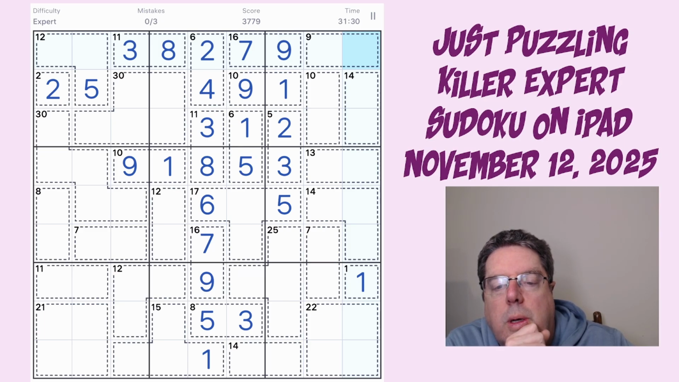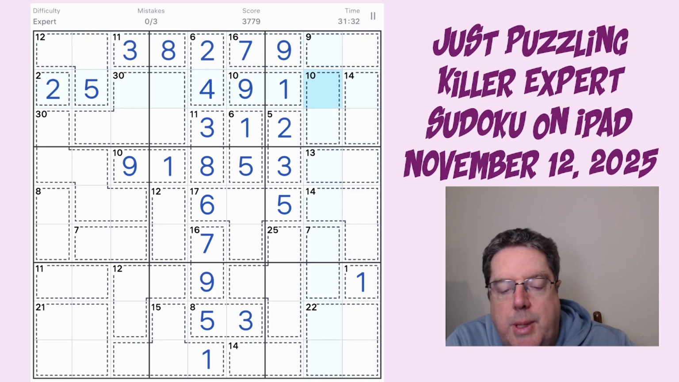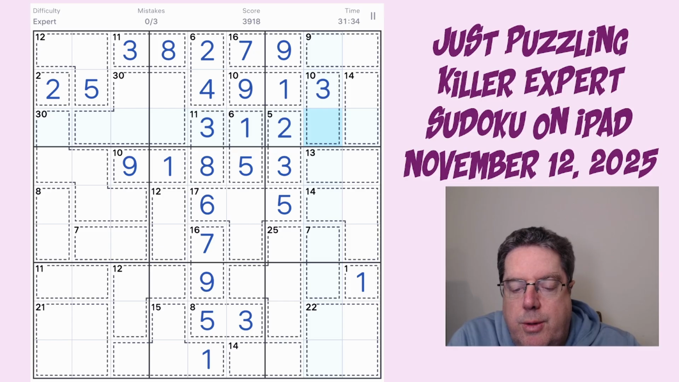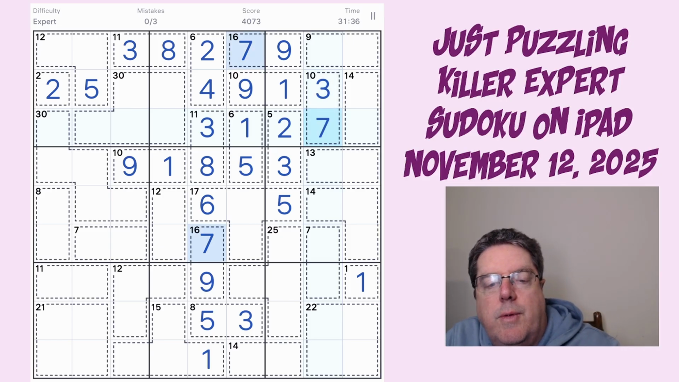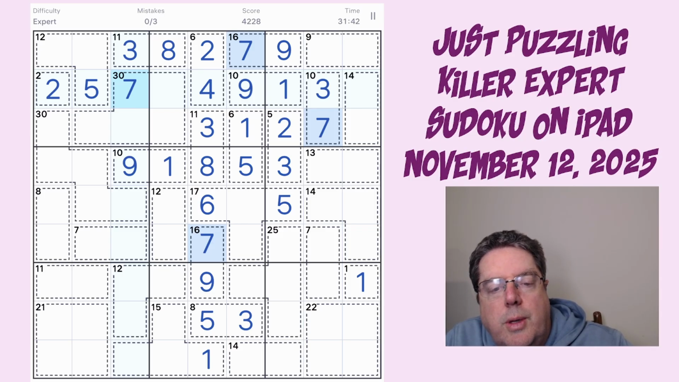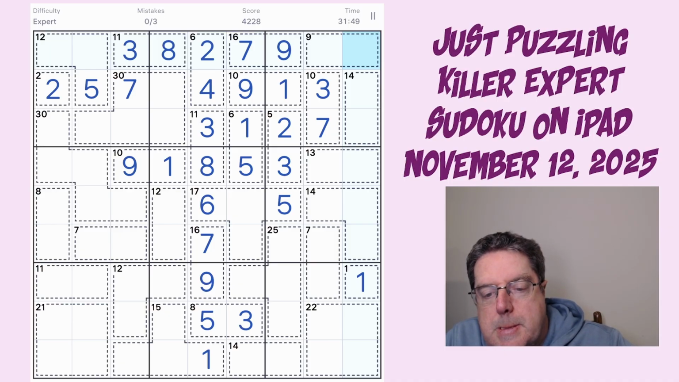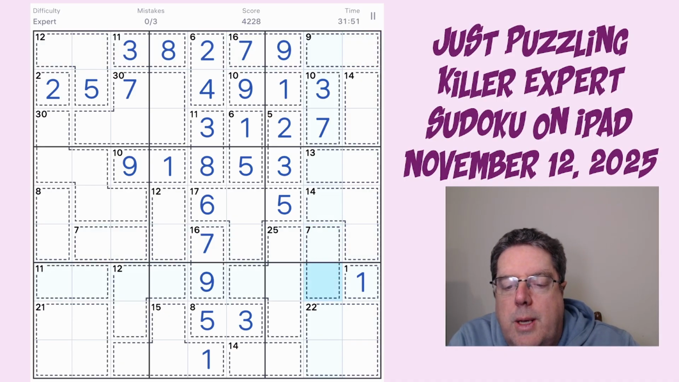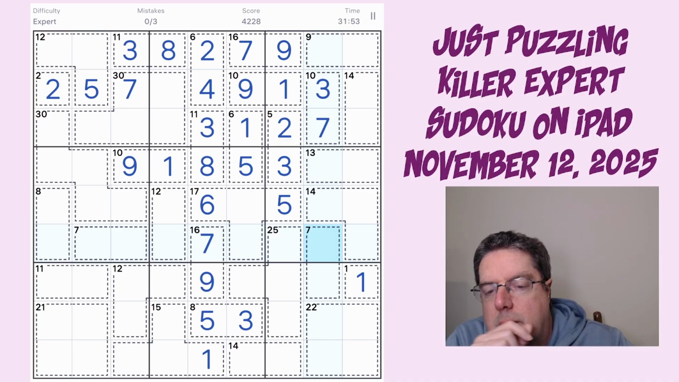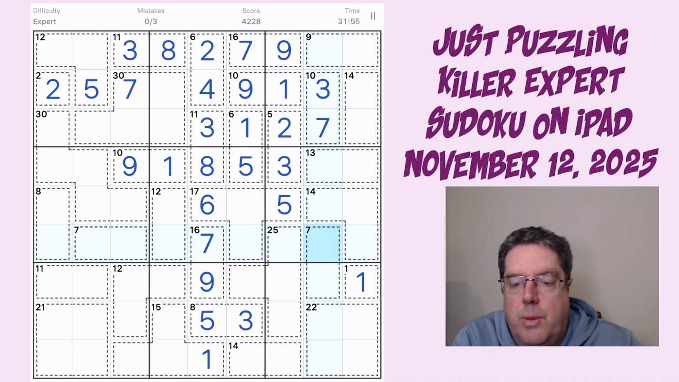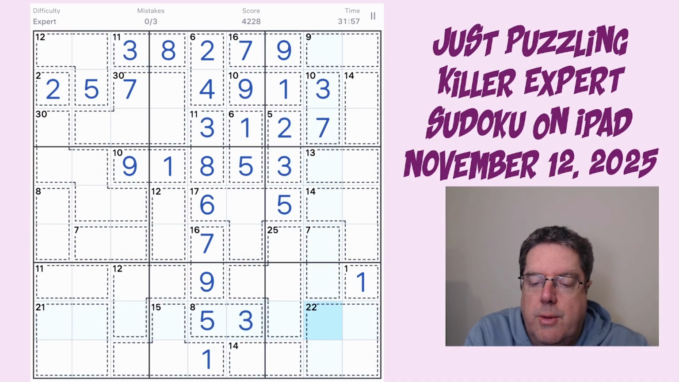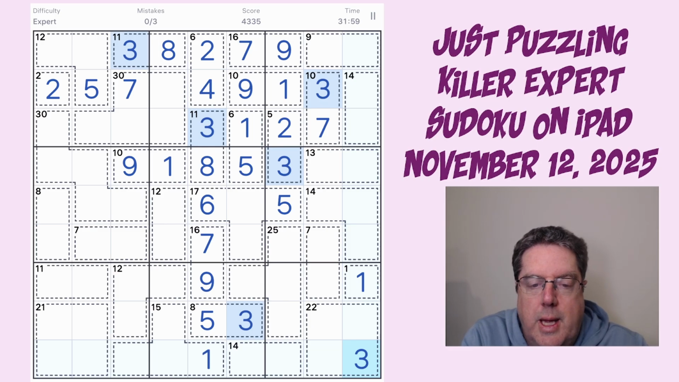1, 2, so 3 has to be here, leaving that to be the 7. 7 can't be here, 7 can't be here, so that's a 7 there. 1, 2, 3, so this is 1 and 6, 4 and 5. So 3 is out of here. So 3 comes down here, 3 comes down here, 3 comes across here, so that's a 3 there.